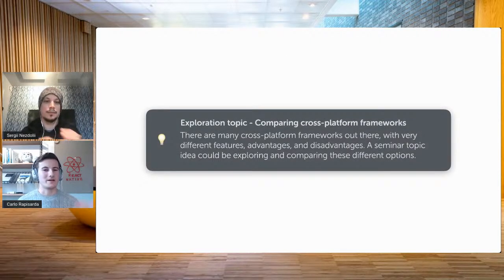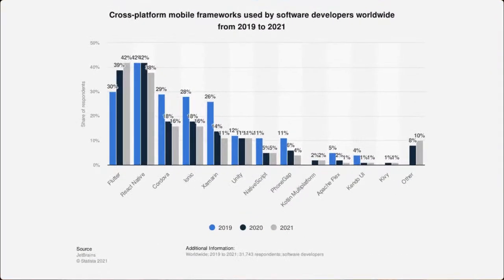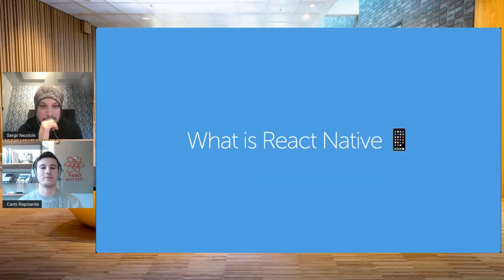So a cool exploration topic to do on your own could be comparing these cross-platform frameworks. Now, I apologize for the ugly chart, and I don't want to bore you with too many numbers. But this is just to show you that React Native is one of the most used technologies in this realm. If you look at its use in the App Store and Google Play Store, these might look like small percentages. But if you consider that there are millions of apps out there, these percentages translate into thousands of developers that are choosing this technology.